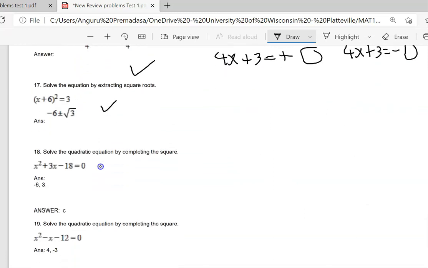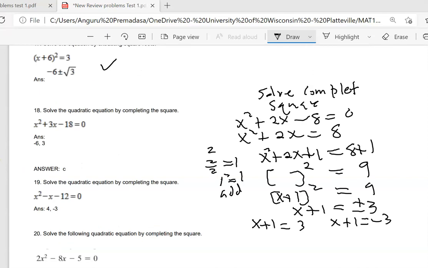Now you need to complete the square. That's the third technique that we learned for solving quadratics. We did the factoring, we did the square root rule, and now we are doing completing the square. So if you see it on an exam, you have to use completing the square.